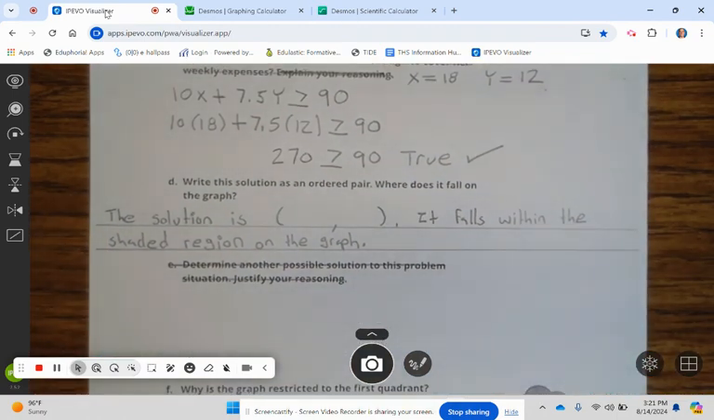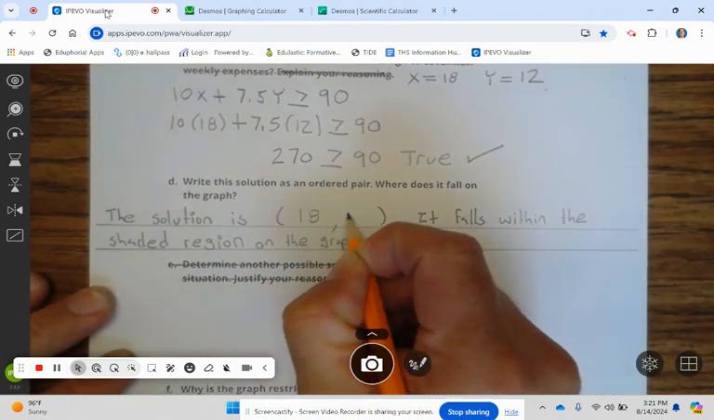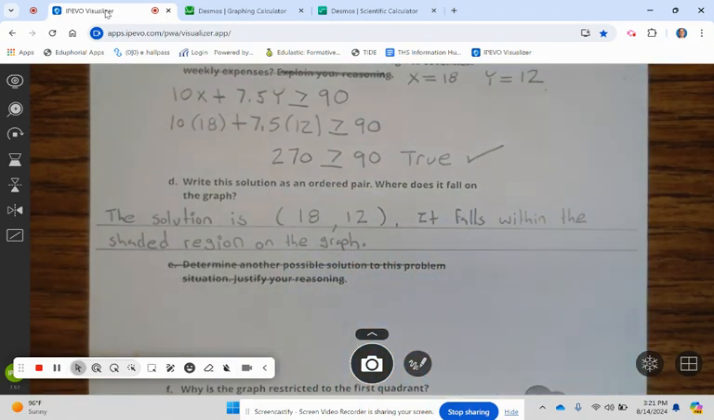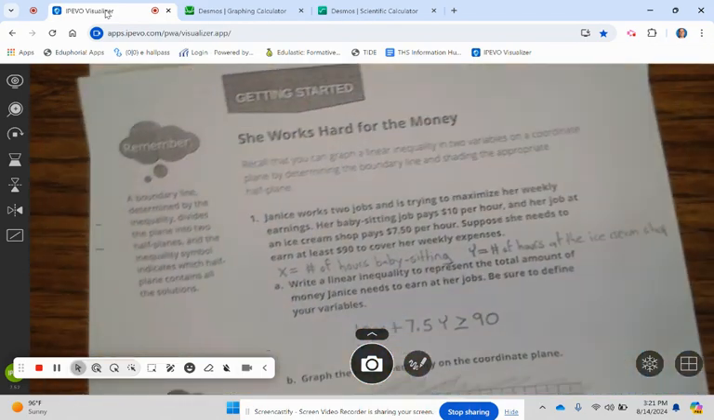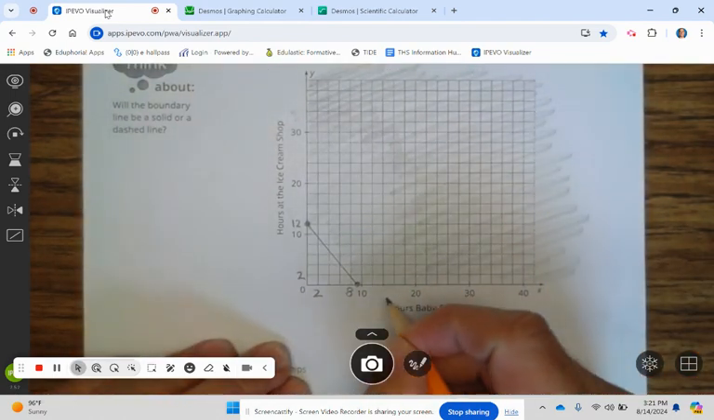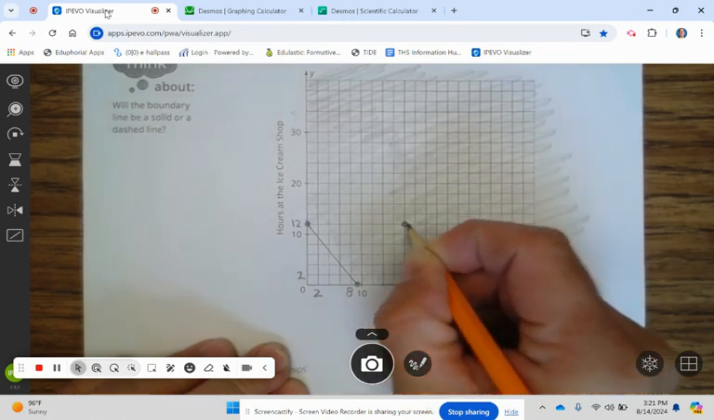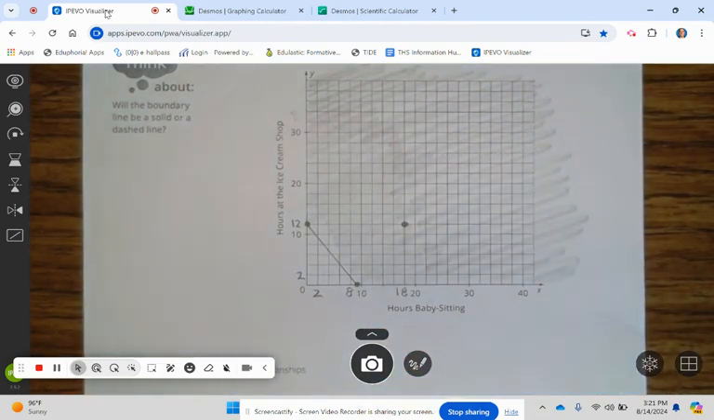D says write the solution as an ordered pair. Does it fall in the graph? So the solution is (18, 12). Let's find out if it falls in the graph by graphing the point. So I'm going to come back to the graph. So 12, 14, 16, 18. So (18, 12) is in the shaded region. So it does fall in the shaded region, so it is a solution.